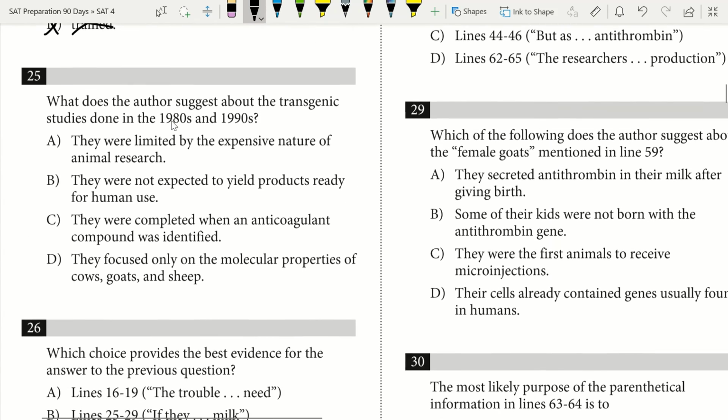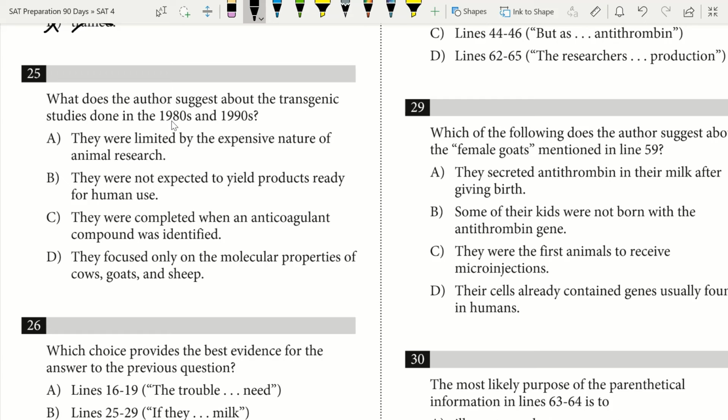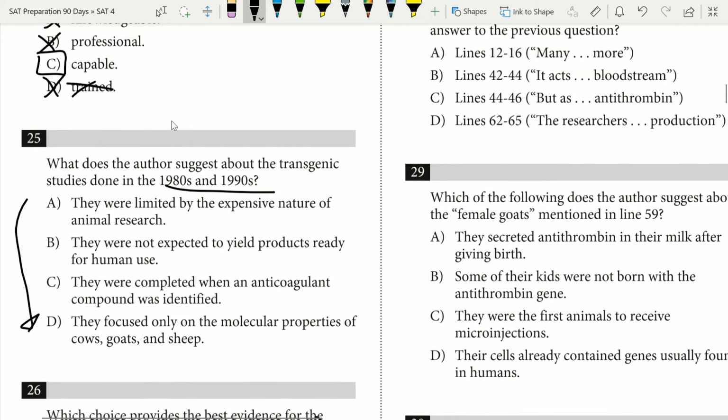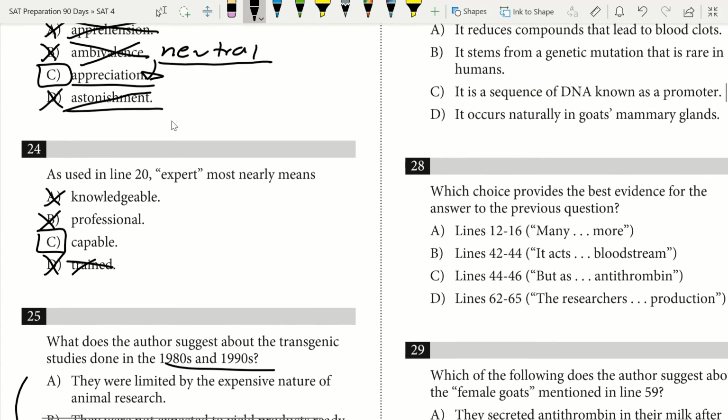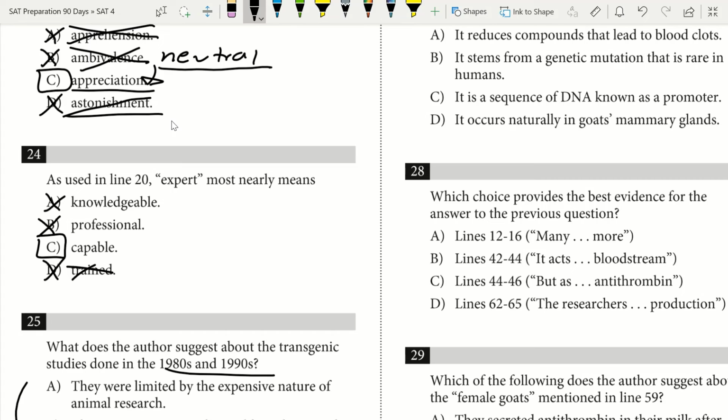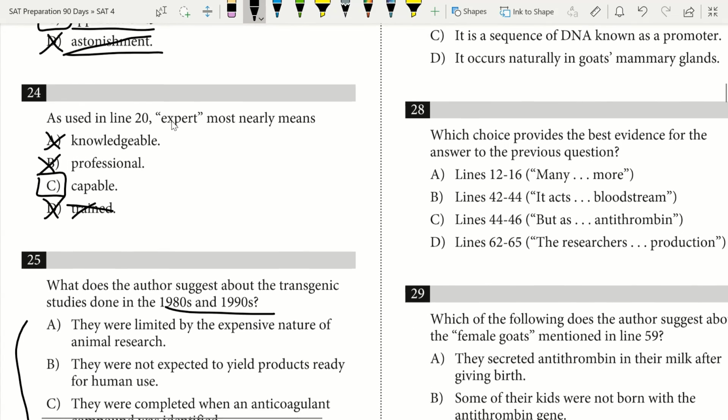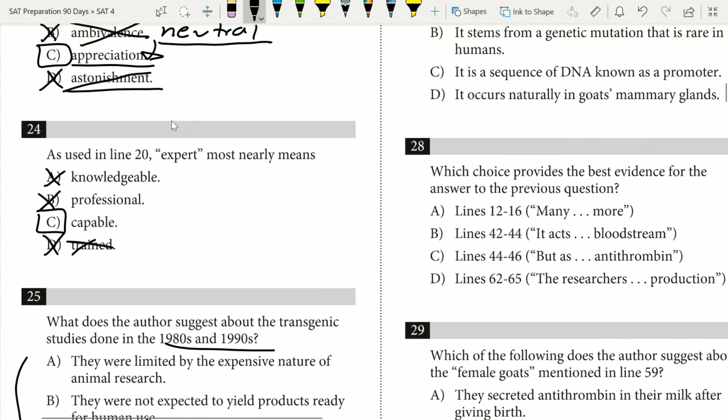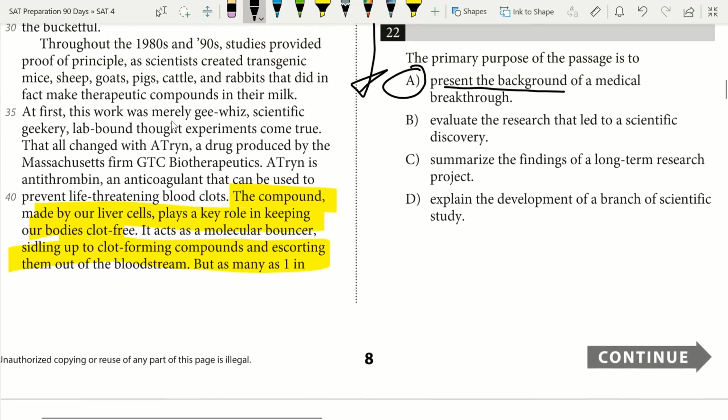All right, 25. What does the author suggest about the transgenic studies done in the 1980s and the 1990s? Okay, let's run through our answers, because this one's going to be a little bit tough. Actually, instead of running through the answers, I'm going to go take a look at the text, because I'm going to need evidence anyway. I want to know what this author is really saying about these transgenic studies in the 1980s and 90s. So let's go take a look at what he's saying about them.